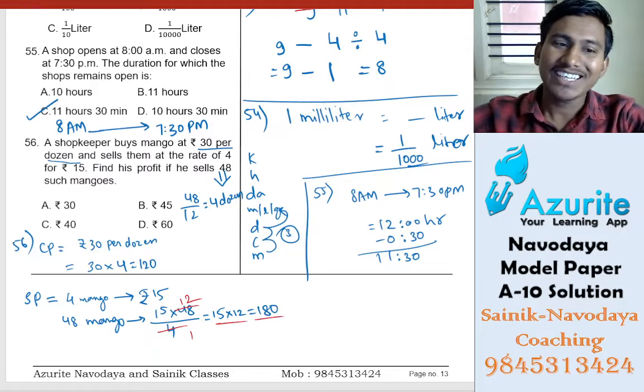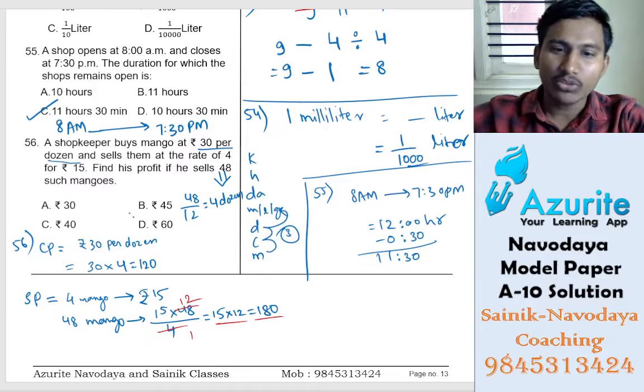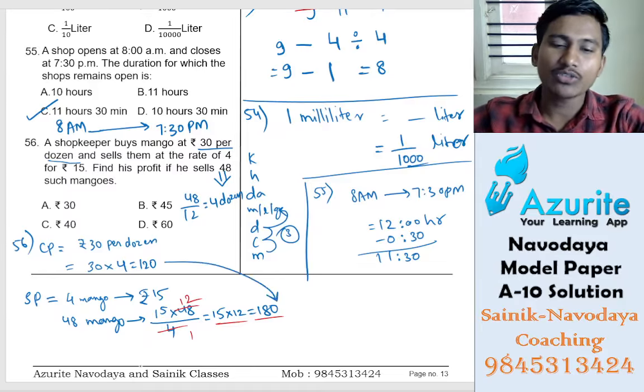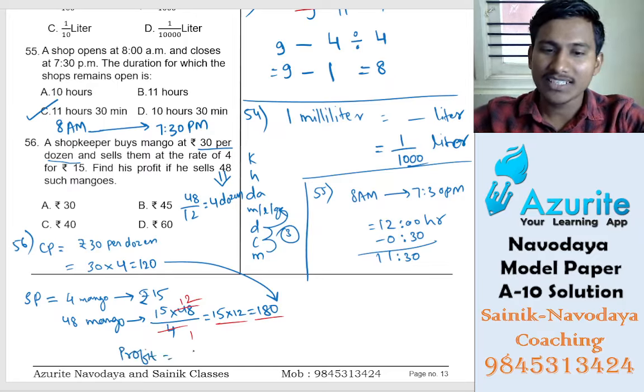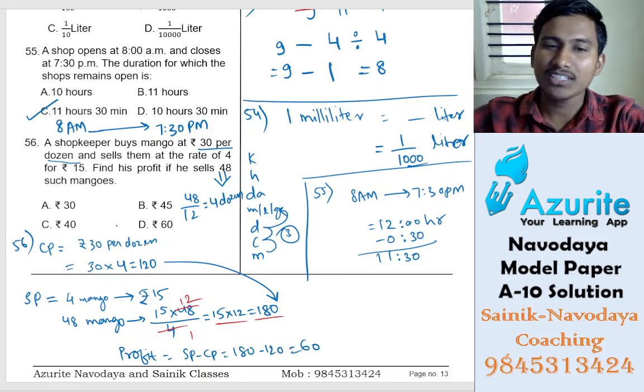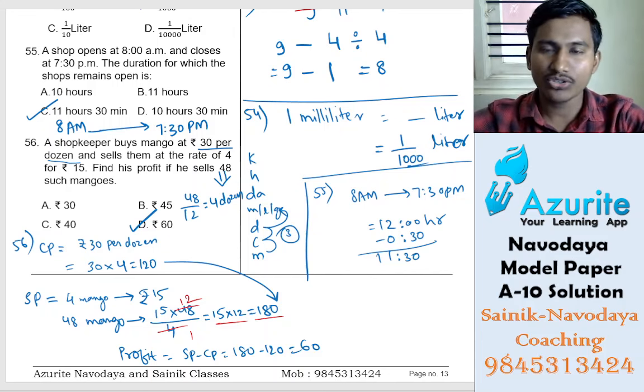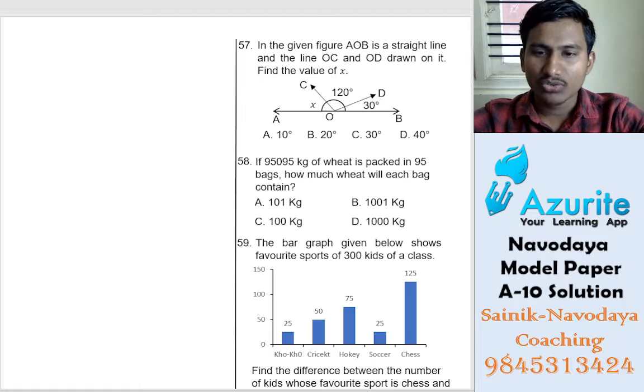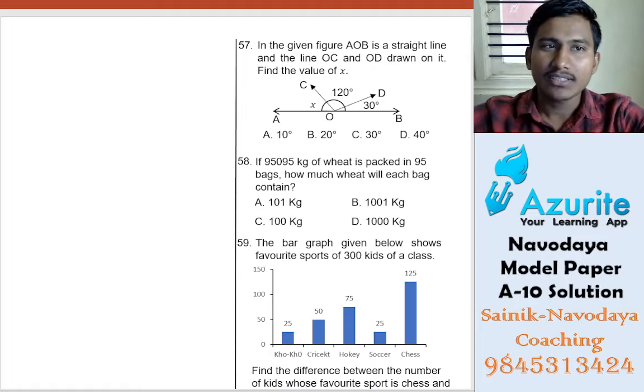So he is buying at how much? 120 rupees, and selling at 180 rupees. So profit is how much? That is selling price minus cost price. 180 minus 120 is 60 rupees, which is the profit. So the option is option D here. Understood? Very easy. So see here, students, question 57.